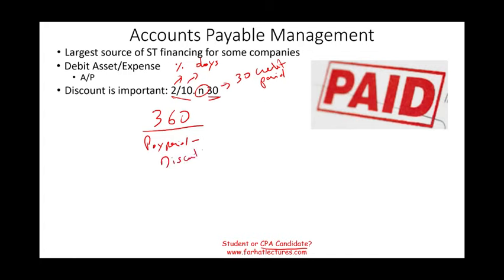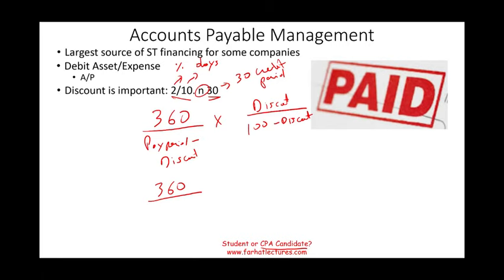Minus the discount period. Then you multiply this by the discount divided by 100% minus the discount. And don't worry, this is a really easy formula. Okay, so what are we saying here? Well, 360 is 360. Let's fill in what's required.